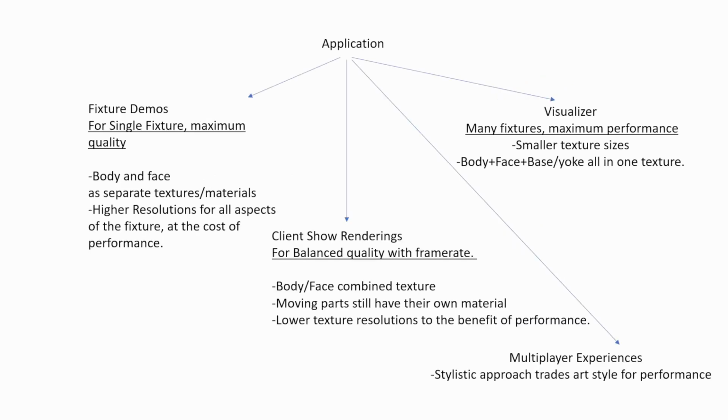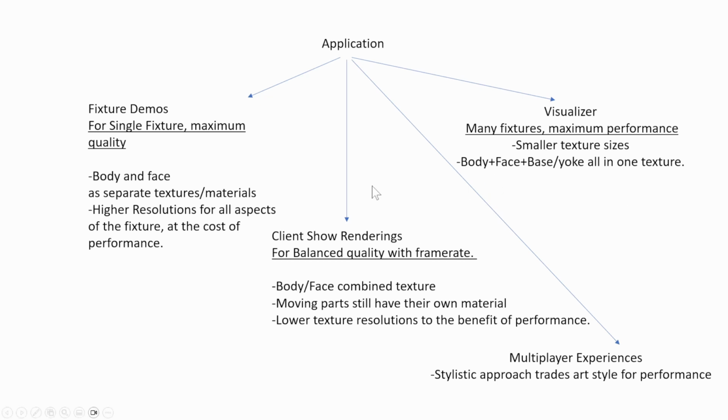And then we have our application, and it's another variable in the mix. So if we're doing a fixture demo, like I said, we would want to use a lot of detail in both the face and the body. And we would want to use high resolution textures. A little bit less quality from a fixture demo would be a client show rendering, where you're showing them what a show is going to look like, and you're using Unreal Engine to do that. And so you would want to balance your quality with your frame rate. If you have everything in super detail, you're not going to have good frame rate, and your project might not be completed on time, to go a little bit further.